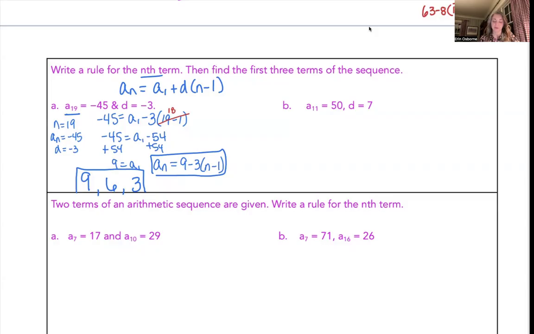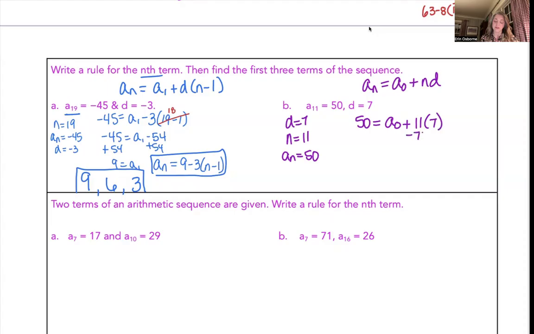So let's start doing this problem, and this time I'm going to write it in the form a sub n equals a sub 0 plus nd. D is obviously a 7. N is going to be an 11 this time. And our a sub n number is going to be the 50, or a sub 11. Plug in everything you know. 50 equals a sub 0, which you don't know, plus 11 times 7.